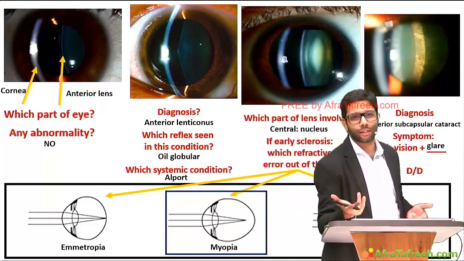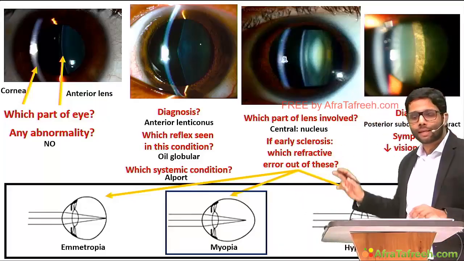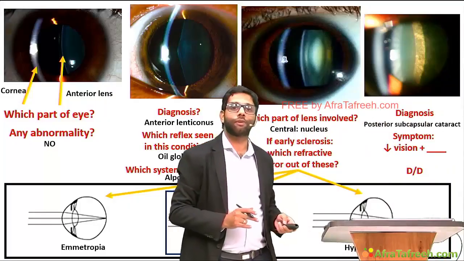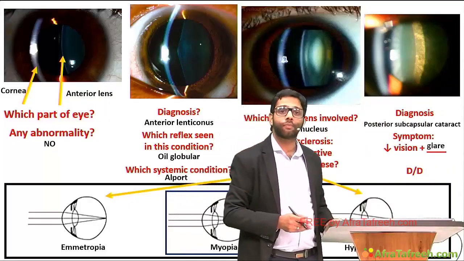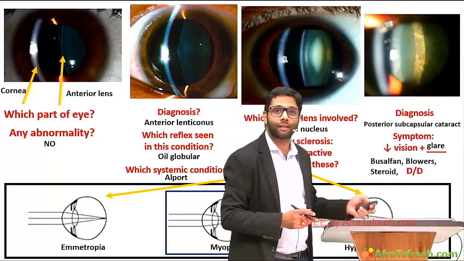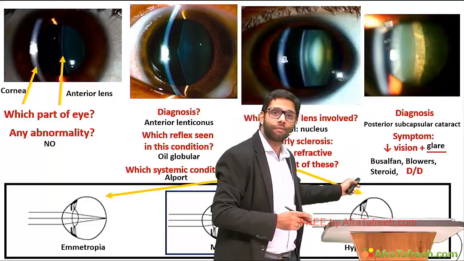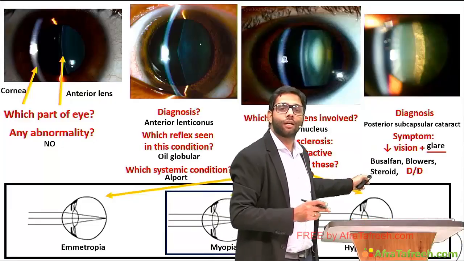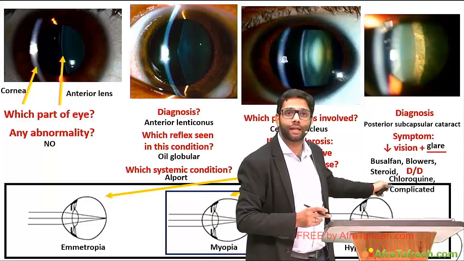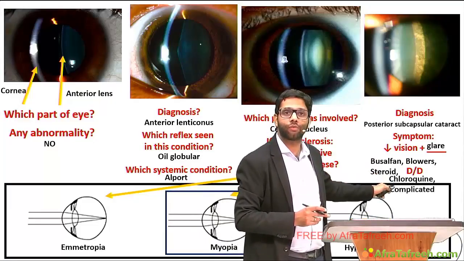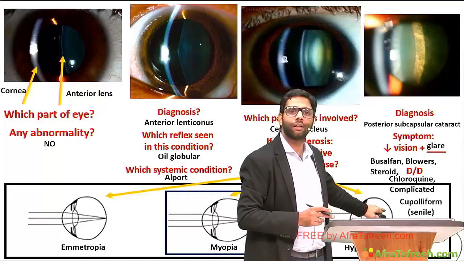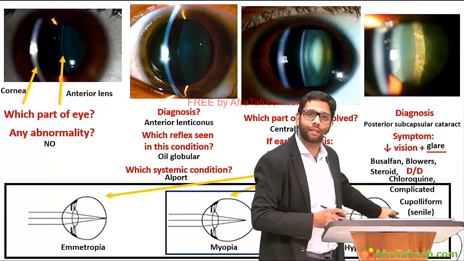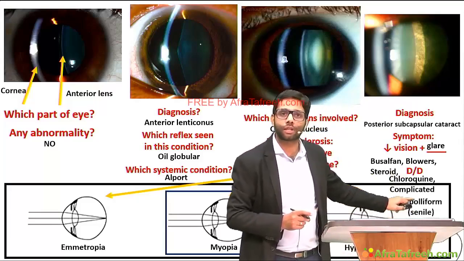In the class I will tell you how to remember the differentials. PSC is seen in BSC. What is B? Busulfan. It can be seen in busulfan. It can be seen in blower's cataract, that is radiation cataract. Steroid, a very, very important example. BSC: C, chloroquine, complicated cataract due to intraocular pathology like uveitis, and last one, cupuliform senile cataract. Those are the differentials of posterior subcapsular cataract.